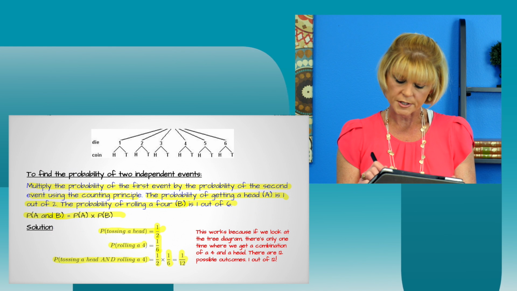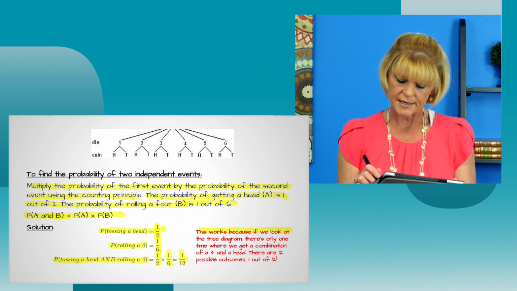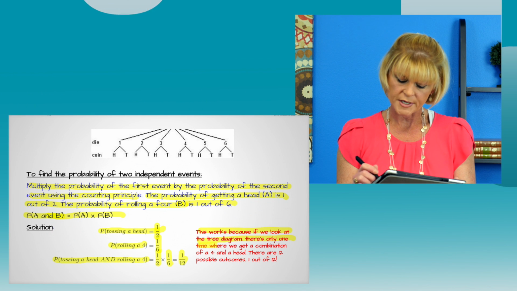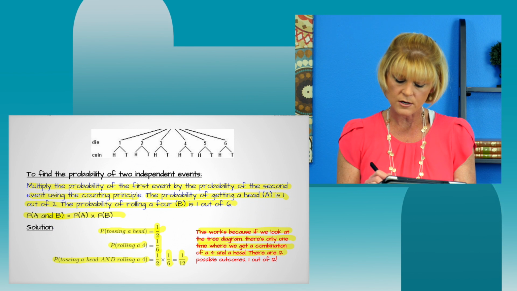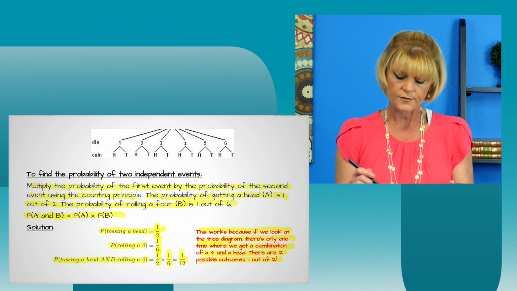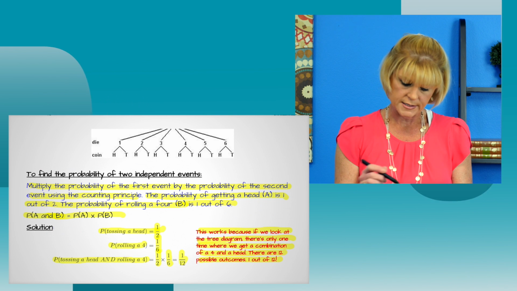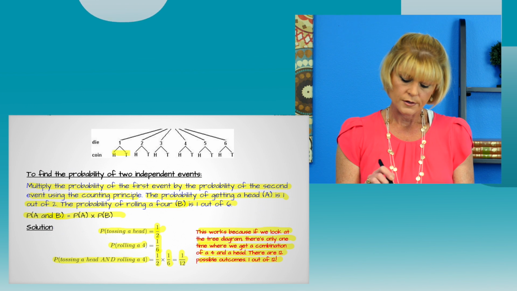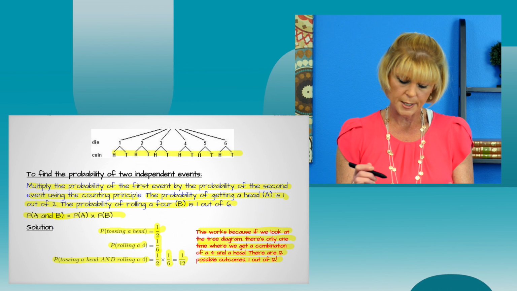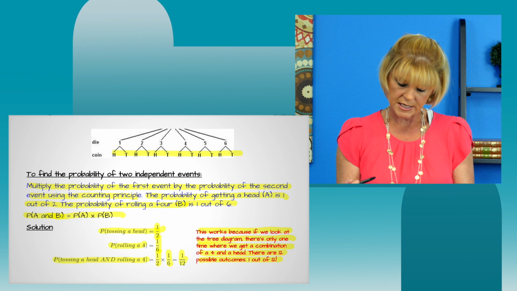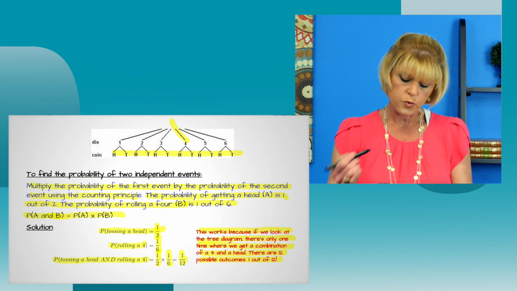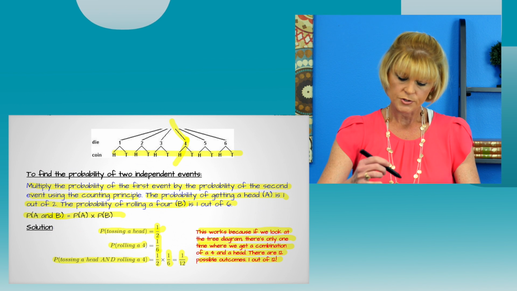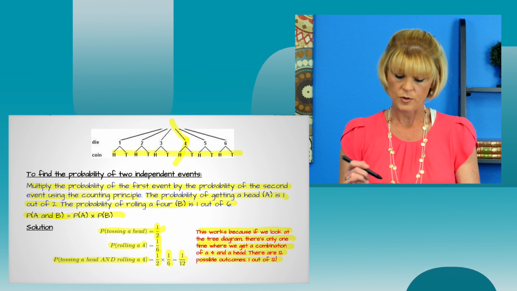Now, this works because if we look at the tree diagram, there's only one time where we get a combination of a 4 and a head. And there are 12 possible outcomes, 1 out of 12. And this little note on the right is asking you to look up here. There's 12 possible options, and the possibility of the die being a 4 and a head is only one of those 12 options. So we've checked our work, and our work checks out.